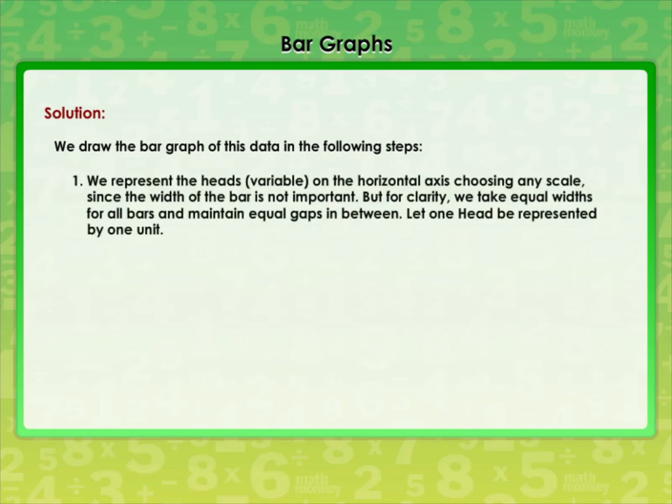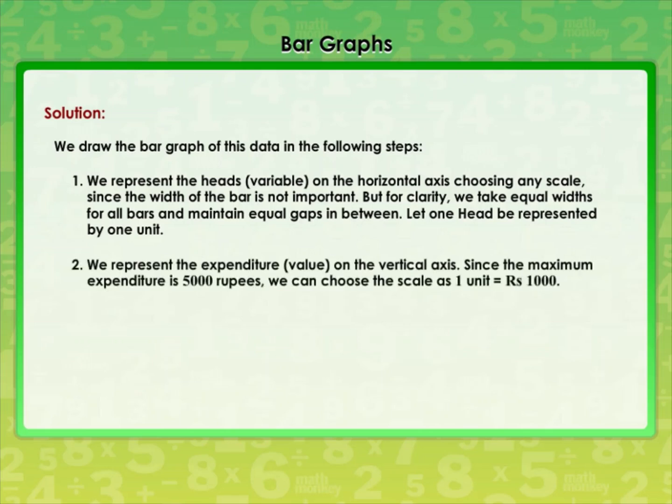We represent the heads, the variable, on the horizontal axis, choosing any scale, since the width of the bar is not important. But for clarity, we take equal widths for all bars and maintain equal gaps in between. Let one head be represented by 1 unit. We represent the expenditure value on the vertical axis. Since the maximum expenditure is 5,000 rupees, we can choose the scale as 1 unit equal to 1,000 rupees.